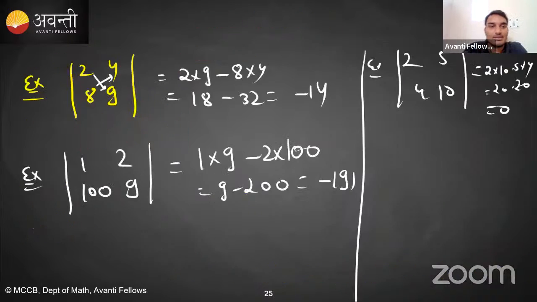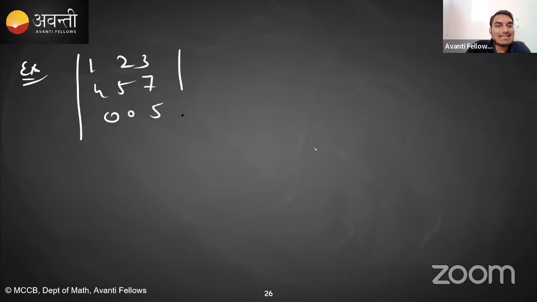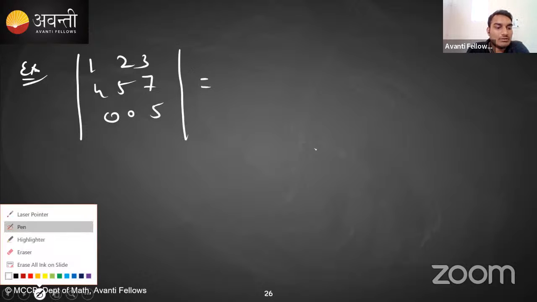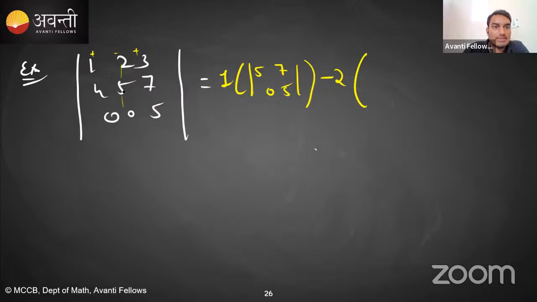Okay, clear? So if I ask you the determinant of 1, 2, 3, 4, 5, 6, let's say 0, 0, 5, how will you find it? Tell me. I said plus, minus, plus, right? So plus 1, so 1 into the determinant of 5, 7, 0, 5, minus 2 into the determinant left after deleting the row corresponding to 2 and the column corresponding to 2. So first row and second column are gone, what is left?